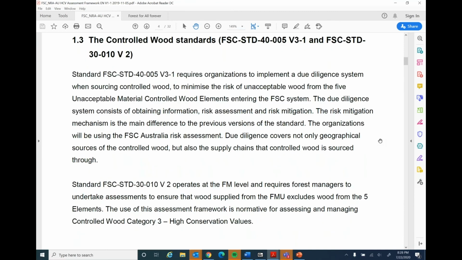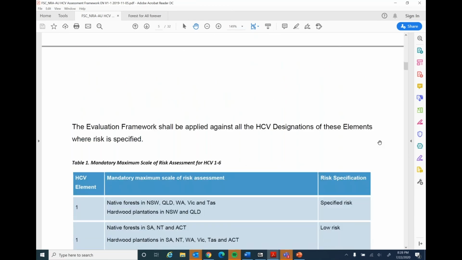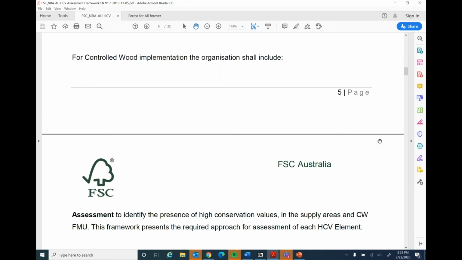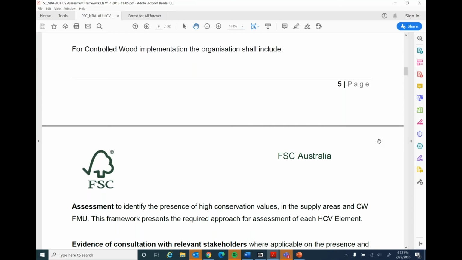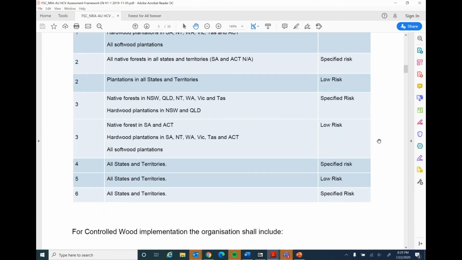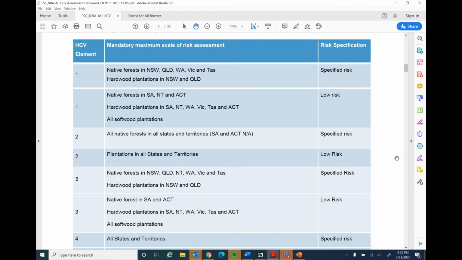And yeah, we've touched upon the two different standards here already. And here we have the summary of risk again, which I also showed you on the slide deck. And the high conservation value framework is for category 3. It's a document linked to category 3 for controlled wood. It's a separate document from the National Risk Assessment. And again, you can download that on the link that we provided as an answer to one of the questions Stephen asked, if you want to get a copy of it.